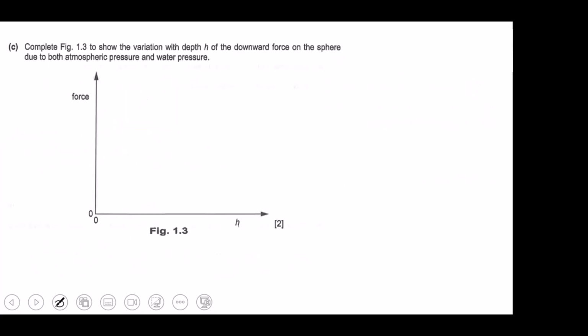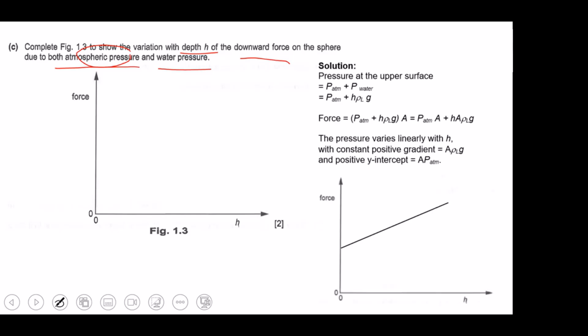Part C is expected to show the downward force with the depth h, right? Both atmosphere and water pressure. So take note that there's actually atmospheric pressure involved. Okay, so pressure at the surface must be due to pressure of water plus whatever the atmospheric pressure on top. So this pressure of water is rho gh. So my force is pressure times area. So I'll get pressure P_atm times A plus whatever here, right?